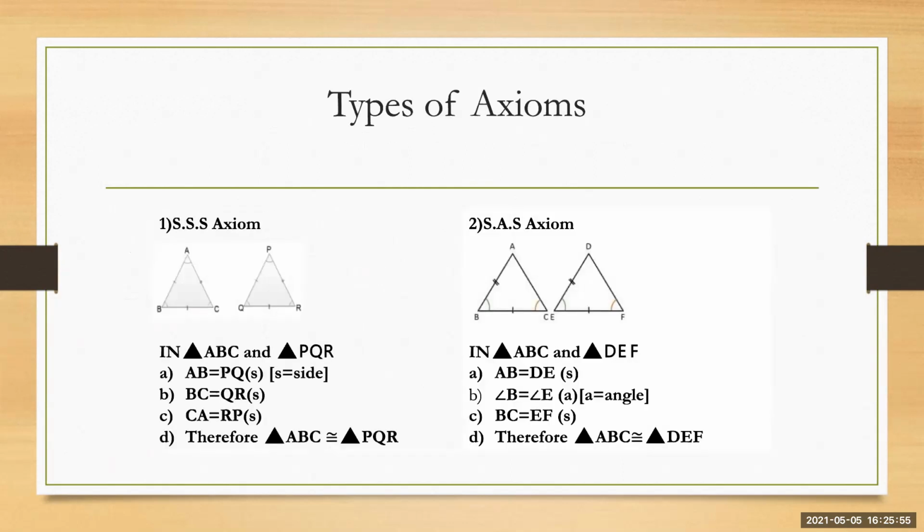Types of axioms. SSS axiom. In triangle ABC and triangle PQR, AB equals PQ, BC equals QR, and CA equals RP. Therefore, triangle ABC is congruent to triangle PQR. Number 2, SAS axiom. In triangle ABC and triangle DEF, AB equals DE, angle B equals angle E, BC equals EF. Therefore, triangle ABC is congruent to triangle DEF.